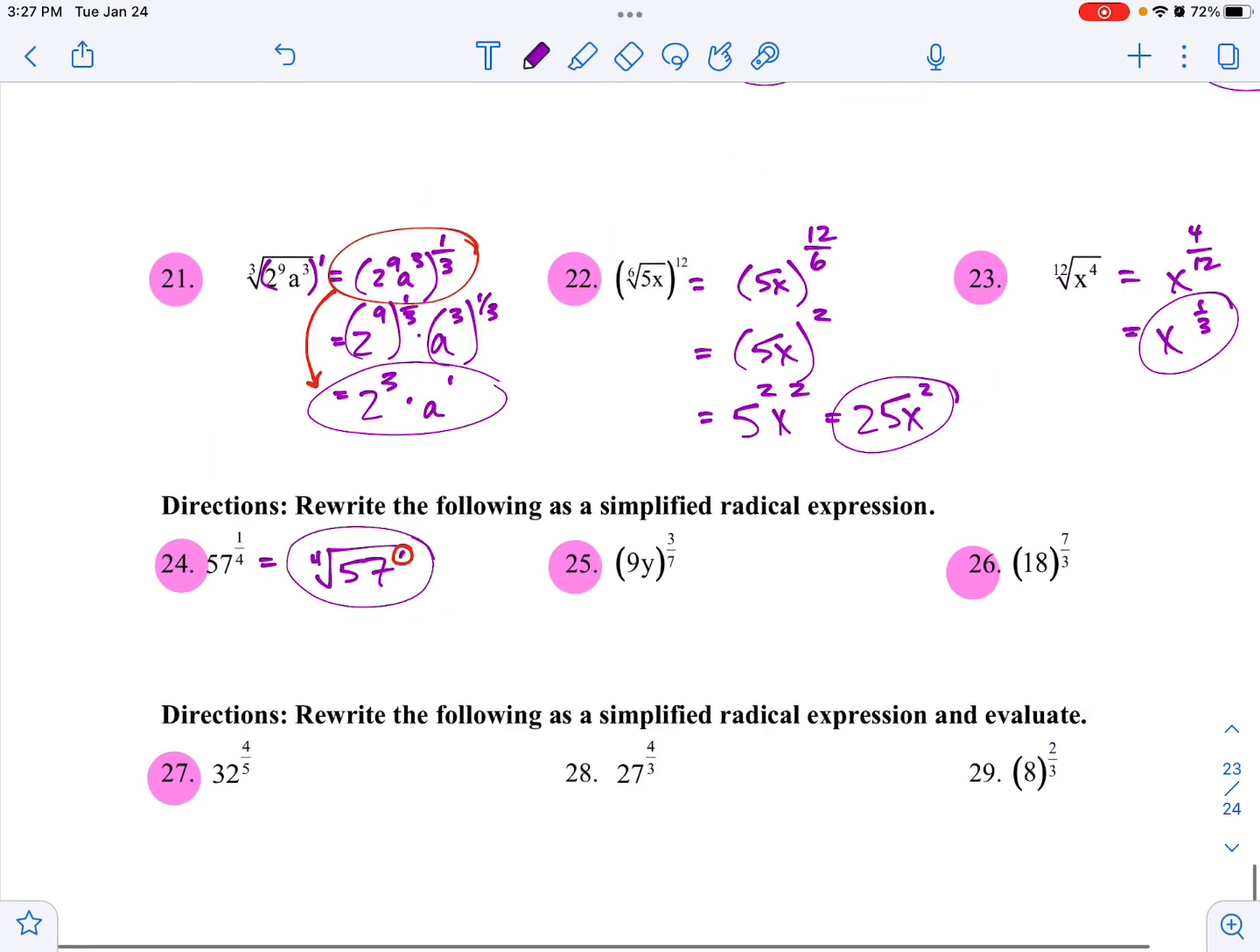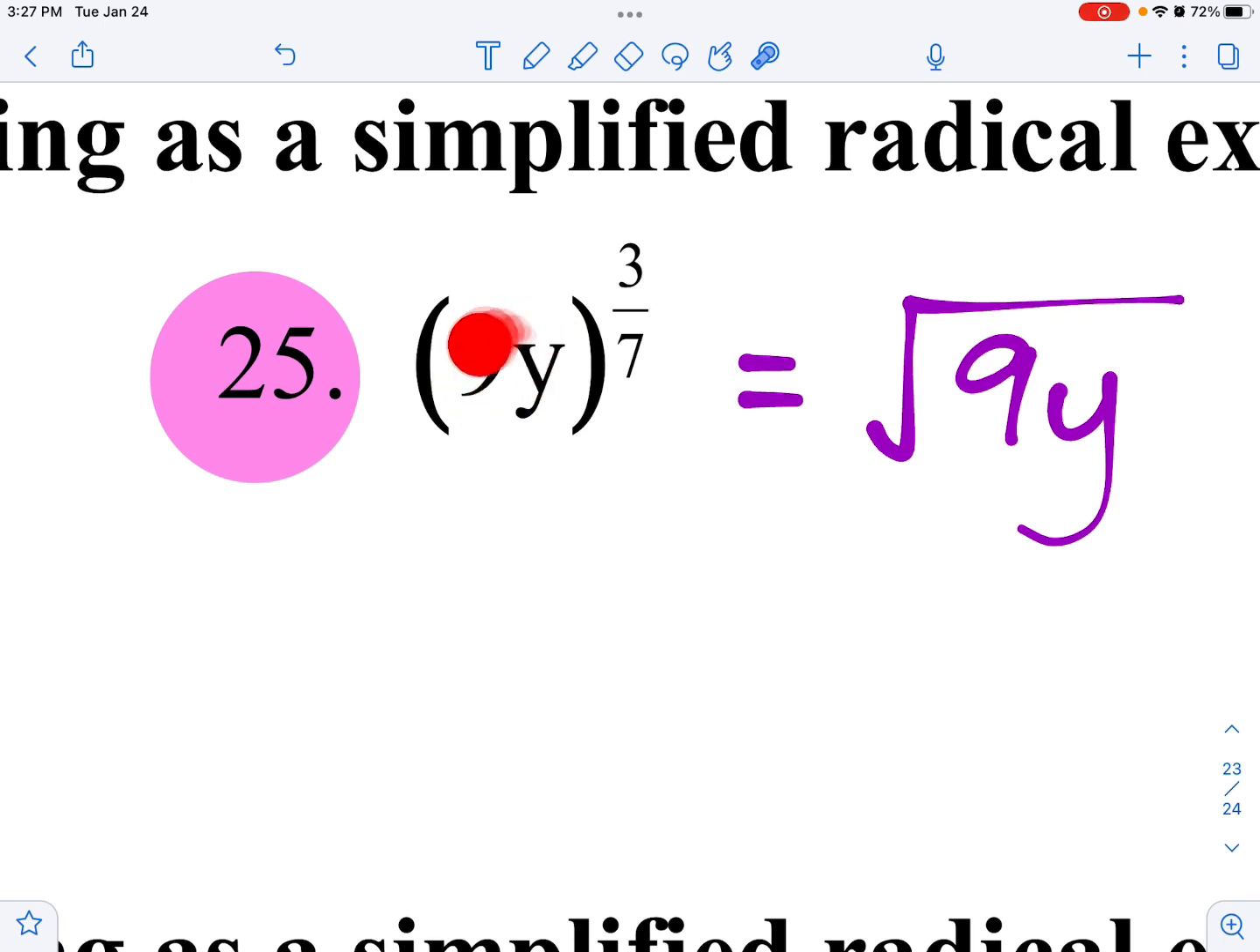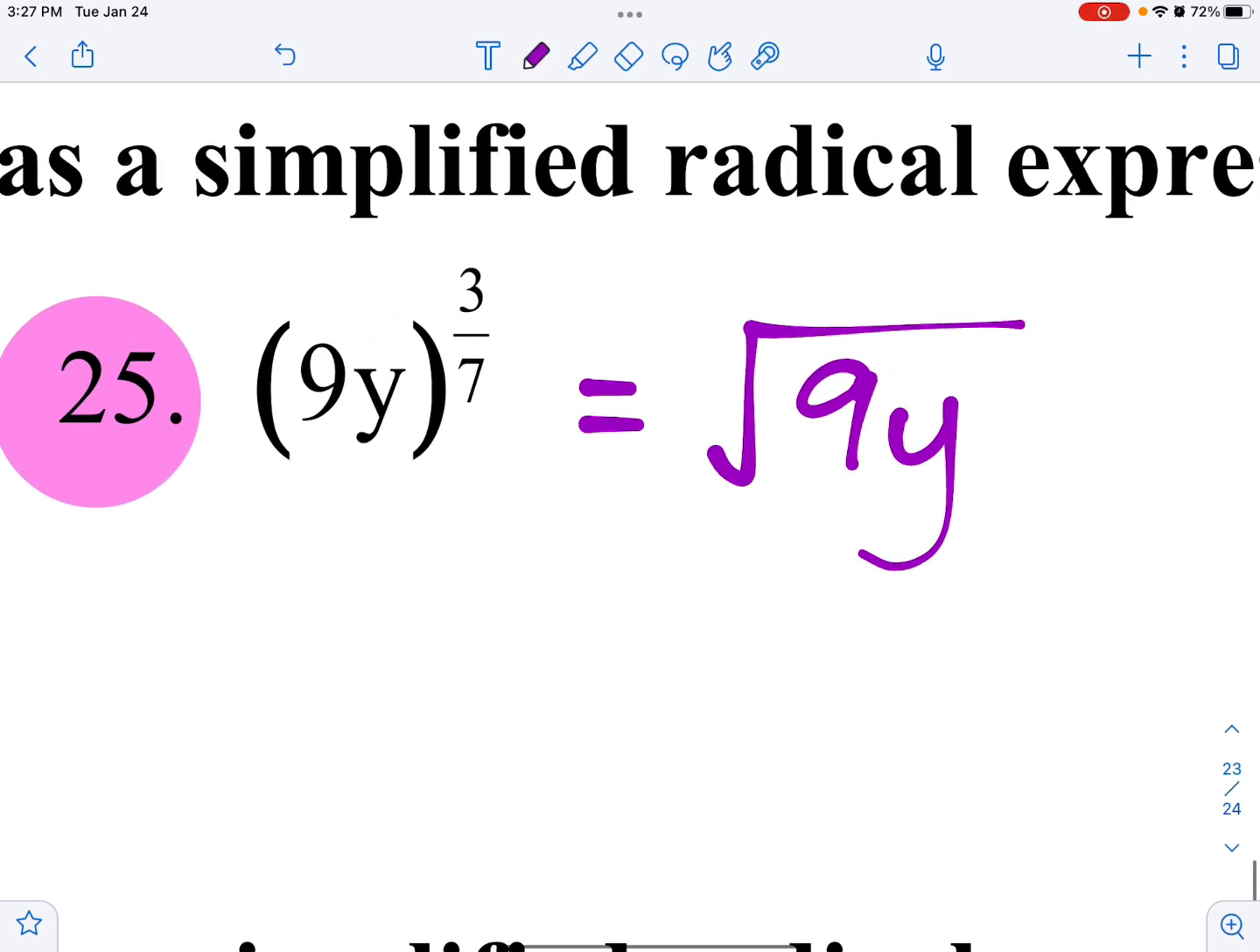There we go. This one, I'm going to put the 9y inside the radical, and that's because everything in there goes inside the radical. And let's figure out where to put the 3 and where to put the 7. I'm going to keep parentheses around it. This 3 goes here, and this 7 goes here.